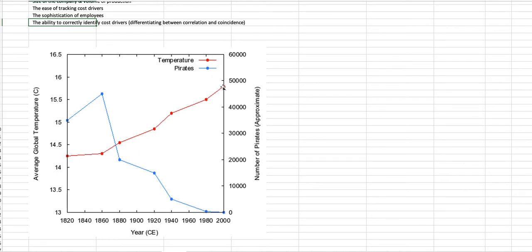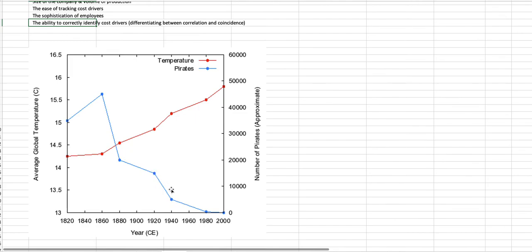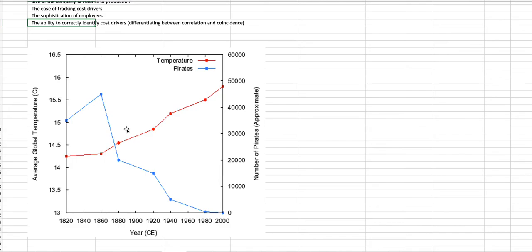Now, if we were not aware of how to differentiate between correlation and coincidence, we may falsely believe that global warming has caused the number of pirates to decrease, or that as the number of pirates decreased, global warming increased, or global temperatures increased. Now, we instinctively know that this is not a good correlation. It just happens to be a coincidence.